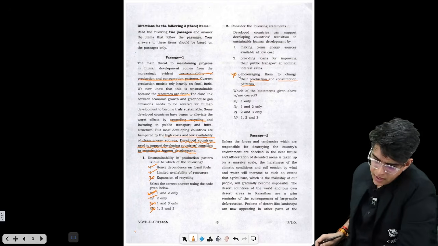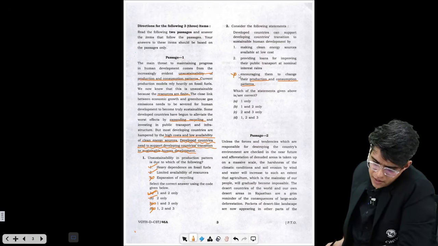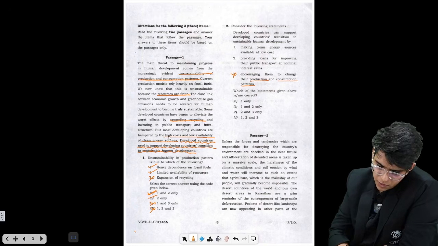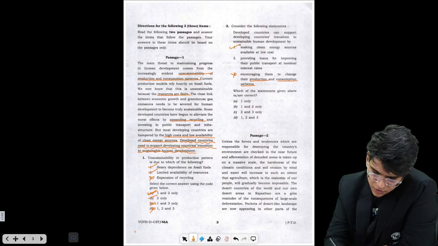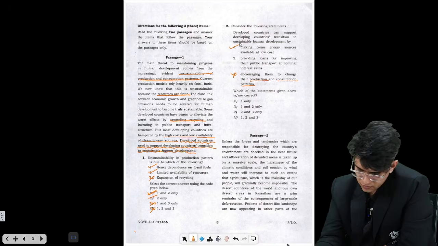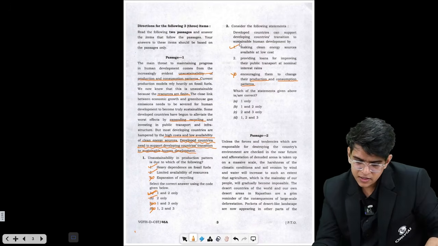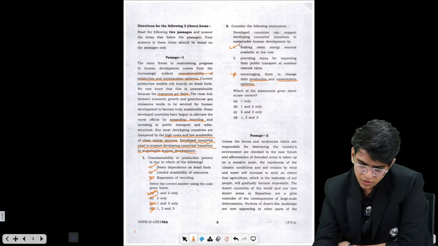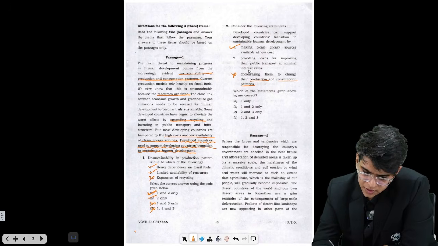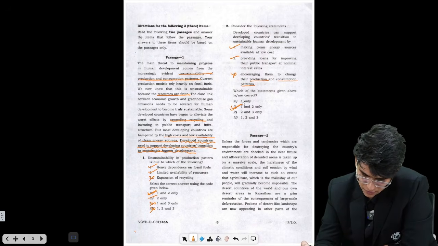गया, right? Making clean energy source available at low cost. One of the problems is high cost and low availability, and developed countries, in the passage itself, are given that they need to support developing countries. So this can be one of the solutions, right? Again, sustainable human development, providing loans for improving their public transport will also solve the high cost problem. So both 1 and 2 can be the correct answer for this.